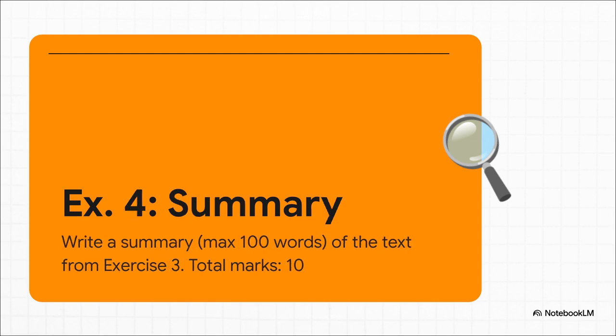Okay, now exercise 4 is directly tied to the one we just talked about. You're going to use that same long text from exercise 3 to write a summary. But here's the catch, and it's a big one. You cannot go over 100 words. You've got to be super concise and, really important, use your own words to get those 10 marks.